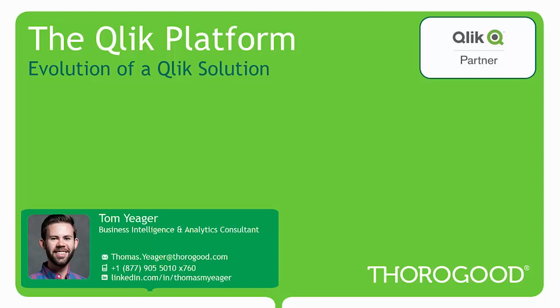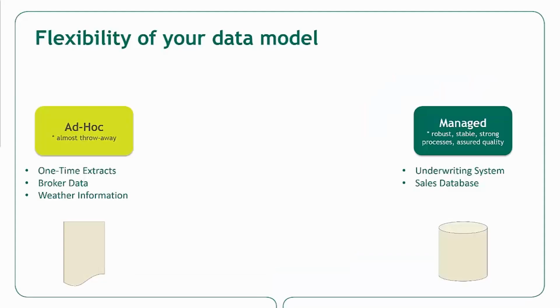In this video, I'm going to be discussing how an enterprise customer can implement a Qlik solution with speed and flexibility that enables maximum user benefit. My name is Tom Yeager, and I'm a business intelligence and analytics consultant with Thorogood. Thorogood is a Qlik systems integrator partner with experience delivering numerous solutions across a wide range of clients and business areas. When it comes to developing a reporting solution, there are several types of data from which you can pull.